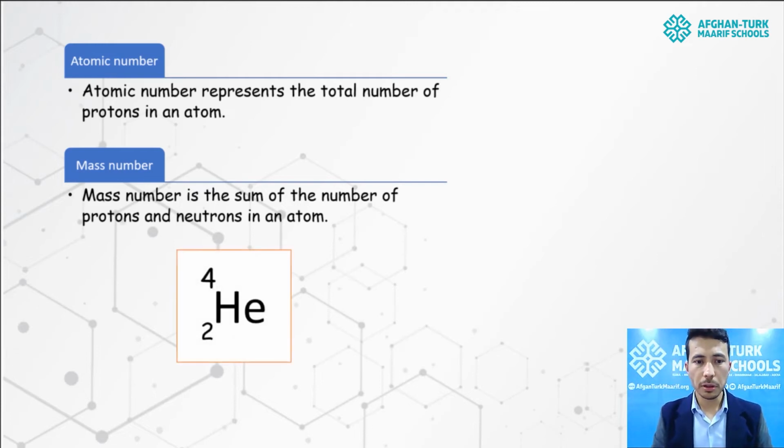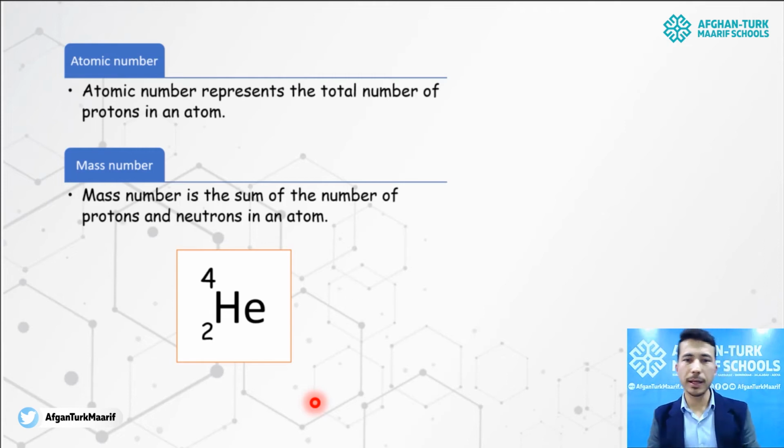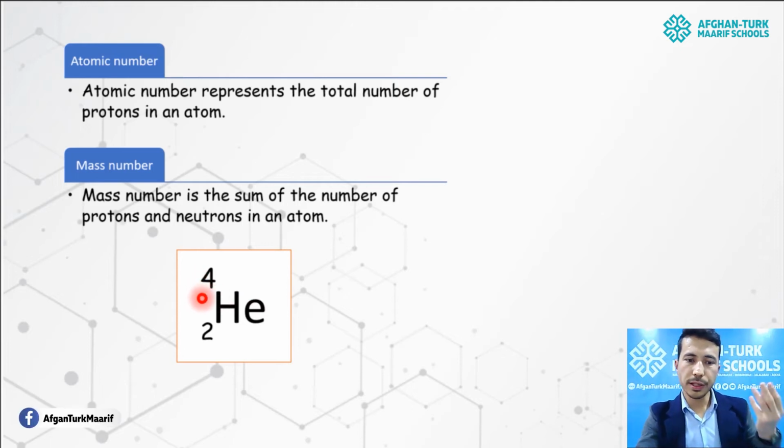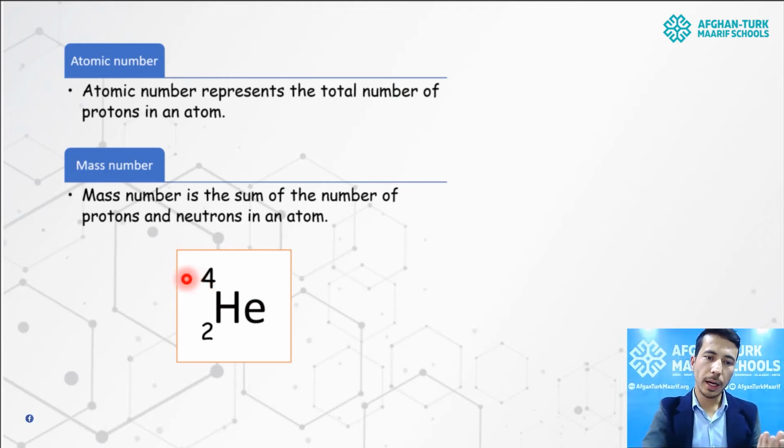Let's have a look at an example. Over here you can see that this is the atom of helium, as we have discussed a lot about helium and alpha particles. So I brought an example of helium. This is the symbol of helium. The superscript part is the mass number, which is the sum of the total number of neutrons and protons, and over here in the subscript is the number of protons, so it's called the atomic number, and this one is called the mass number.